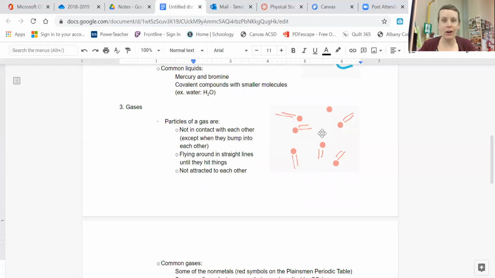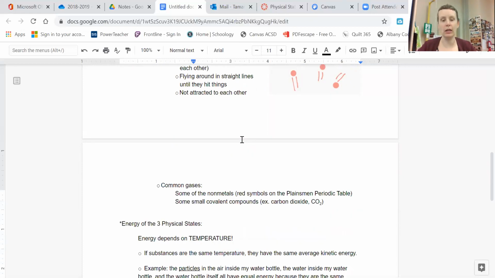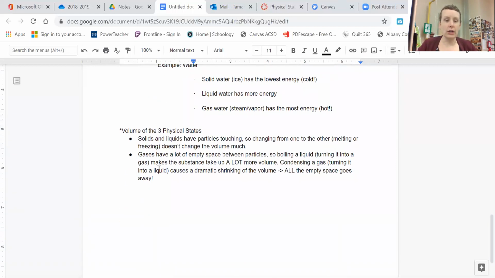The volume of air is mostly empty space, which is why it's so easy for us to walk through air. It's not as easy to walk through water because there is not empty space there. You have to push those particles around you, make them flow around you instead of just making them bounce off of you and fly through the empty space, okay? So down to here again. Gases have a lot of empty space between particles.